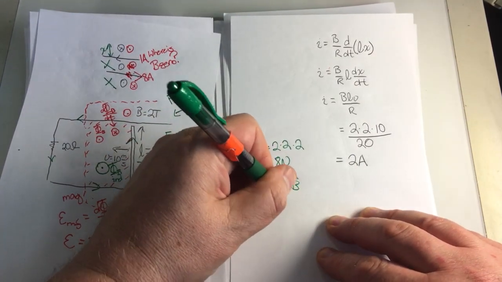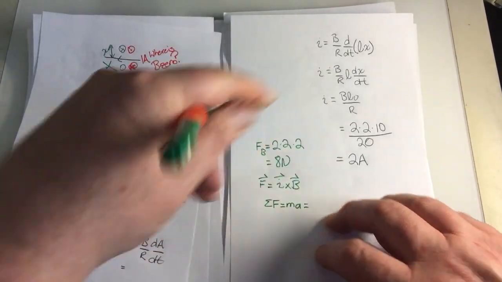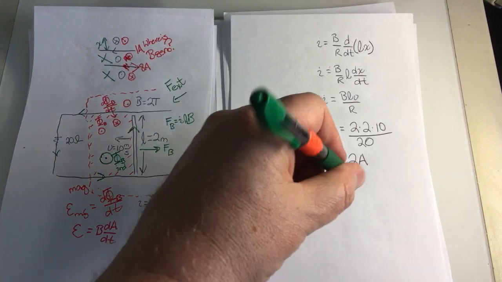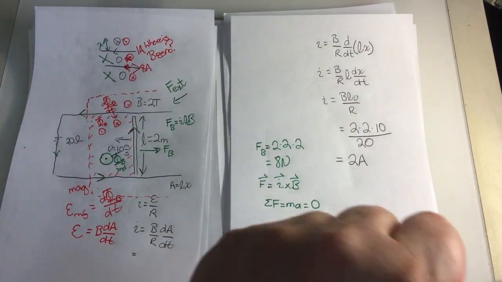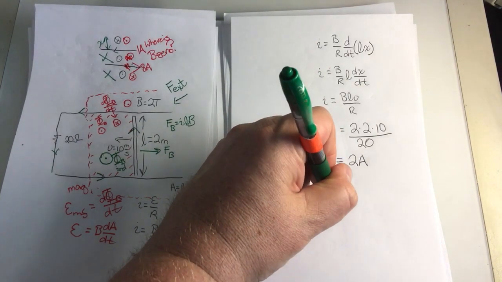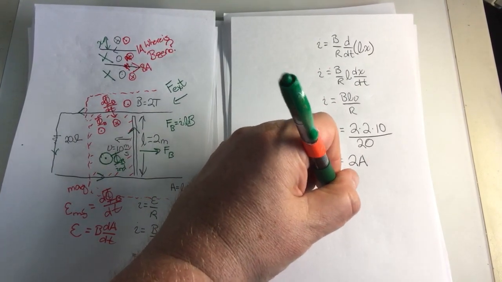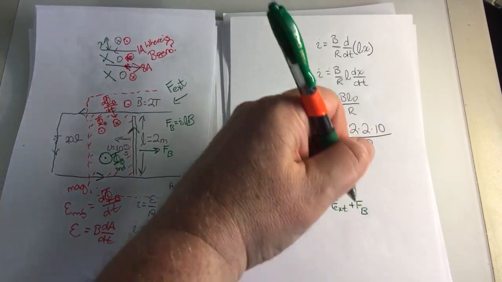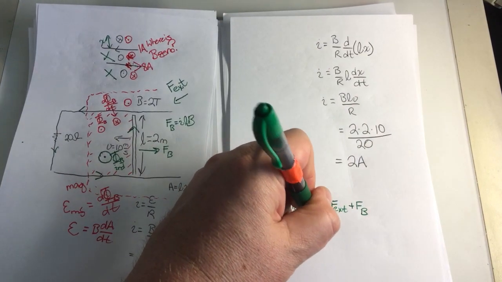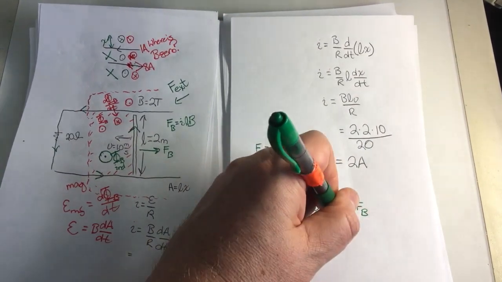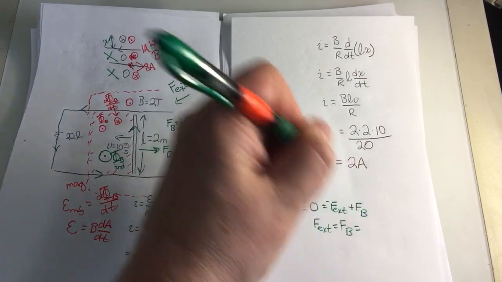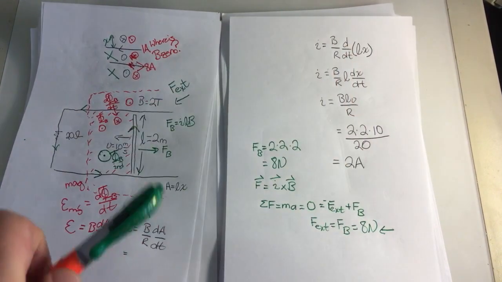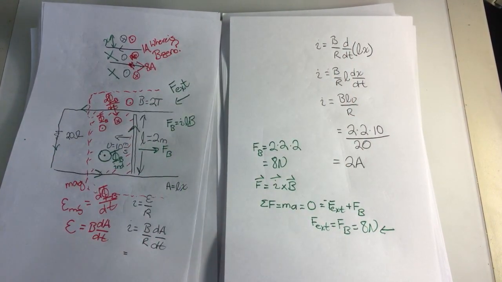Summing the forces, which is equal to MA. The whole requirement of this bar is that we're going to make the velocity constant. For the velocity to be constant, the acceleration is 0, which means that we have a negative external force, it's heading to the left, plus the magnetic force, which is heading to the right. So the external force is equal to the magnetic force, which is equal to 8 newtons. And it's heading to the left to balance out the magnetic force heading to the right.